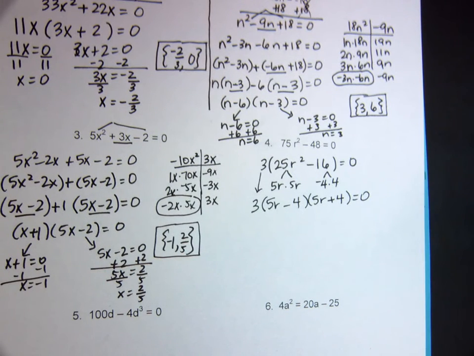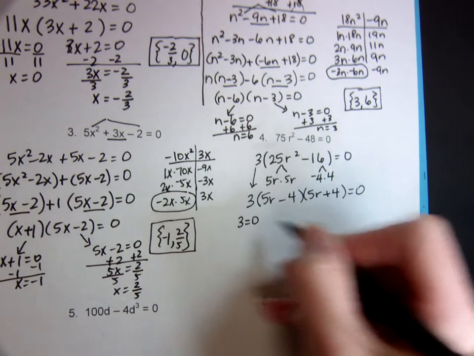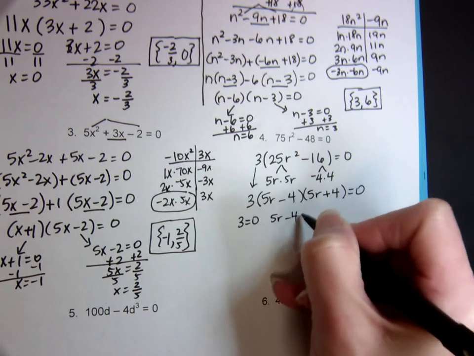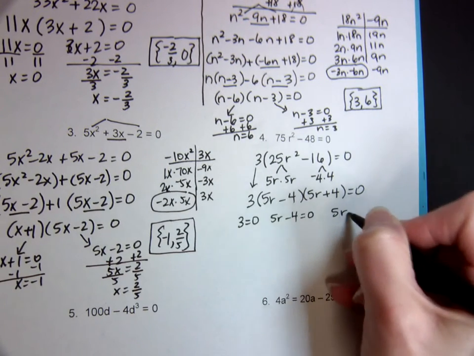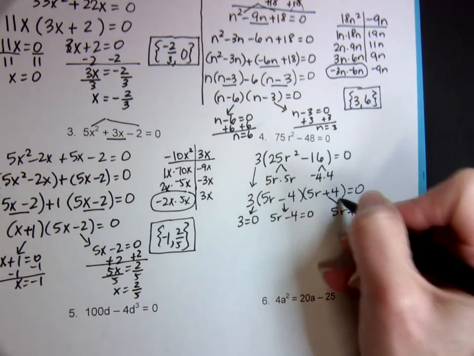What's our next step? Can't just subtract yet. Really, really important step is to separate them and make them into different equations. Very good, Lawrence. So we make the 3 equals 0, the 5r minus 4 equals 0, and the 5r plus 4 equals 0. We have to separate them into their own equations.